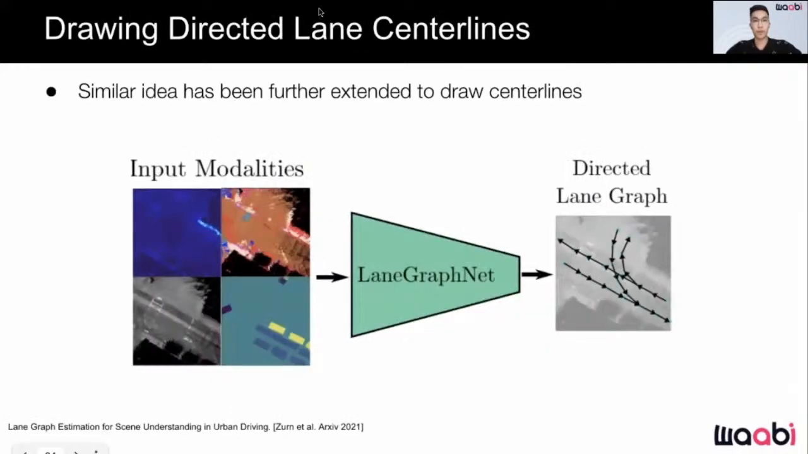In a similar work, instead of lane boundaries, Zeng et al. propose a model called LaneGraphNet that extracts the directed lane centerline and the connections between the centerlines from multimodal bird's eye view images. Being able to know the exact location of the centerline and the directions enables autonomous vehicles to determine legal trajectories from the current position to goal points.